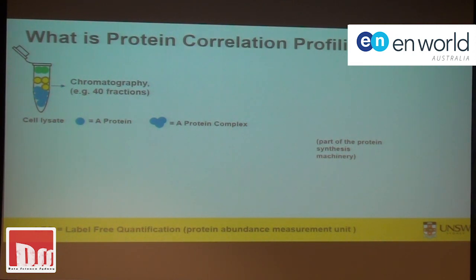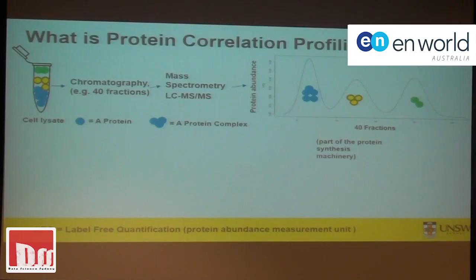Typically the larger protein complexes tend to come out first. Then we measure each fraction using mass spectrometry, and from this we can see how much of each type of protein is present. Then we get a graph that looks like this, where the y-axis represents the protein abundance and the x-axis represents the 40 fractions. You can see in this diagram that the larger protein complexes come out first and the smaller ones come out later.